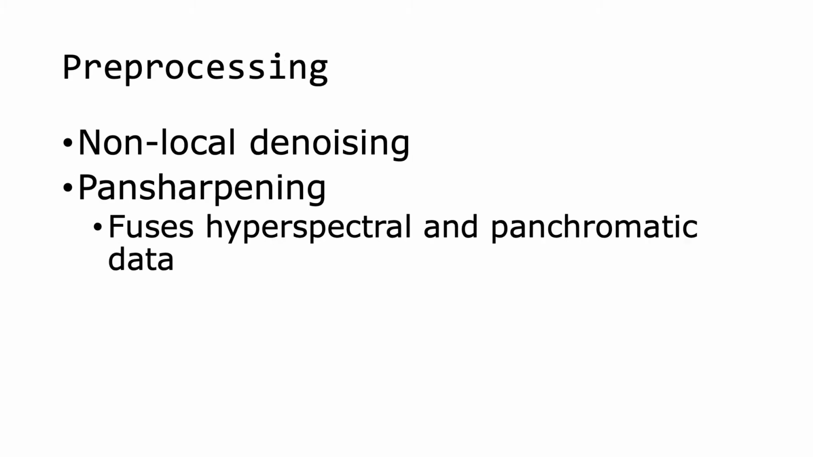Our next step is to pre-process, and we can do two general things. One is to remove some of the sensor noise or low resolution distortions through non-local denoising. There's an inbuilt function called denoiseNGMeet in MATLAB that performs this. We can also perform pan sharpening that fuses hyperspectral and panchromatic data. And sharpenCMNF is a MATLAB function that helps us do that.